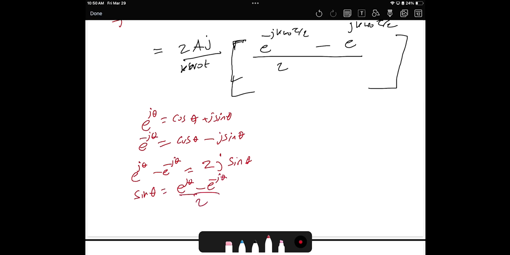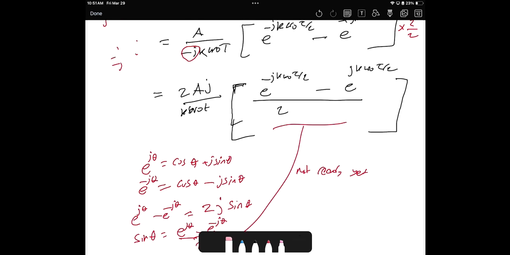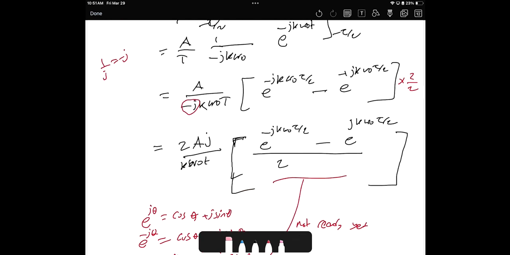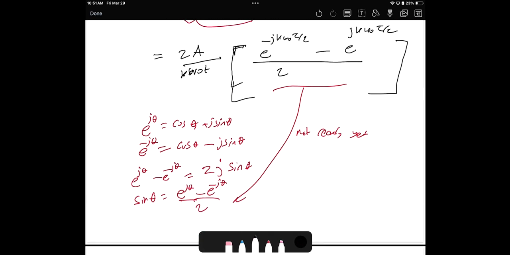Now I need to convert this to something similar to this. They are not ready yet. So I need to include the j. I think it's not a good idea to move the j there. Let's keep the j. I will move all the j inside. So it will be negative j. I'm just going to finish soon, so negative j.